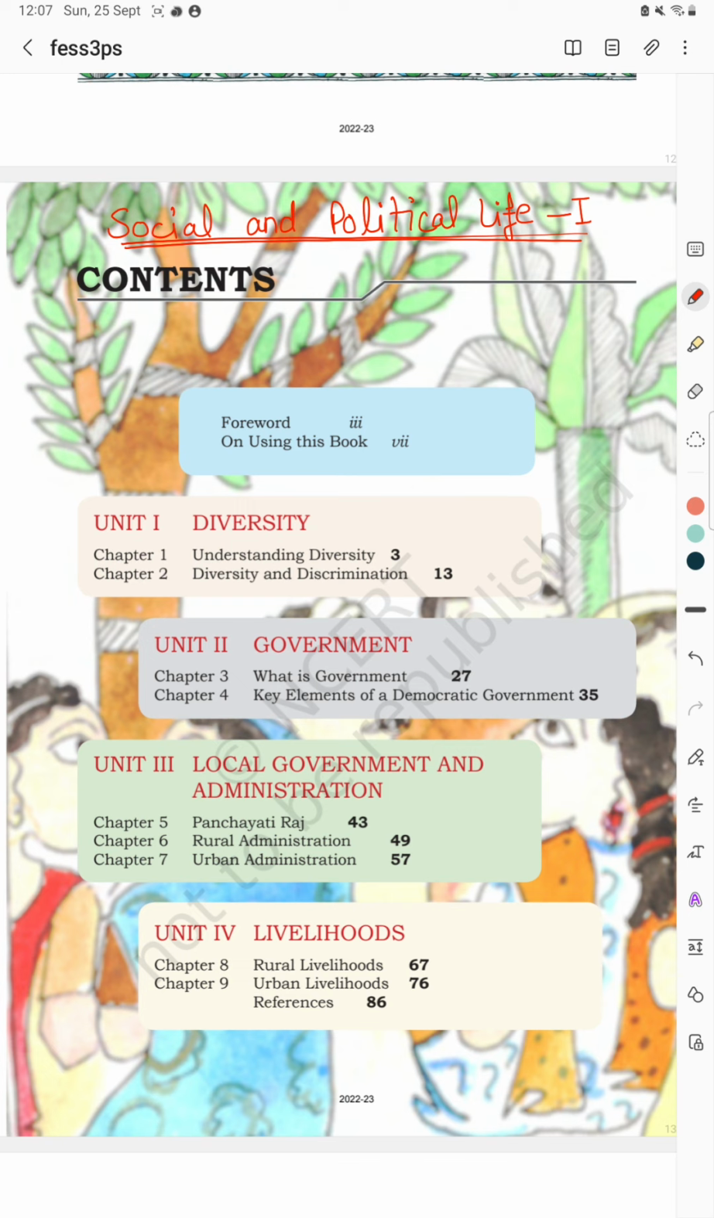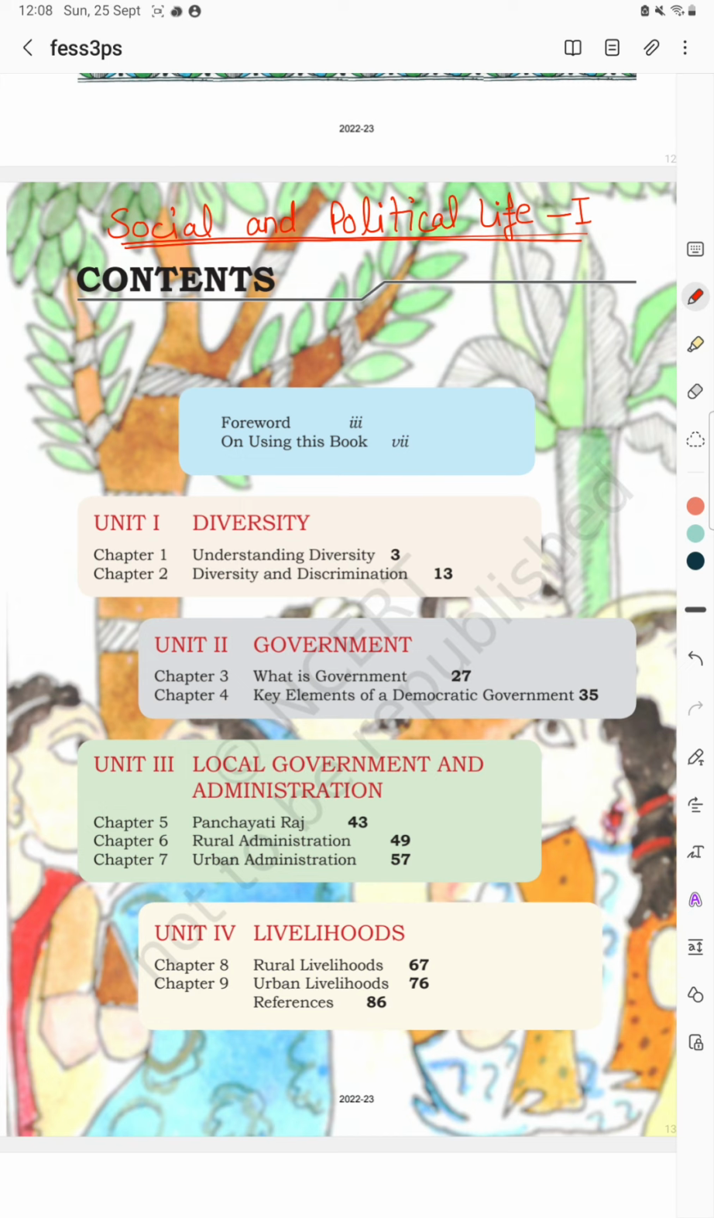So in this series of lectures, we will be completing another 6th class NCERT book, Social and Political Life 1. Part 2 of this Social and Political Life will be in the 7th class. So the second part we will cover in the 7th class. In this Social and Political Life 1, there are 9 chapters which are divided into 4 units, as you can see on the screen.